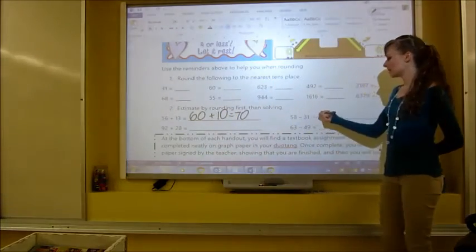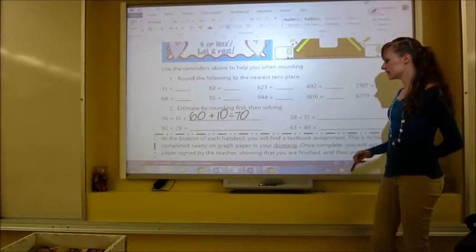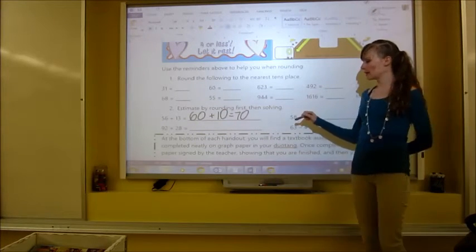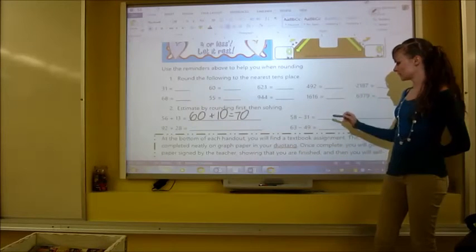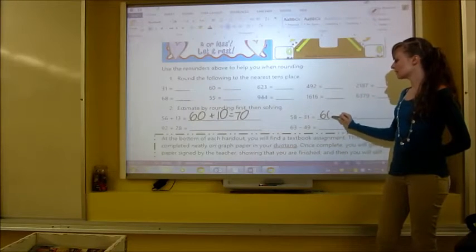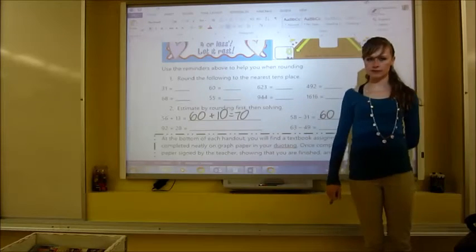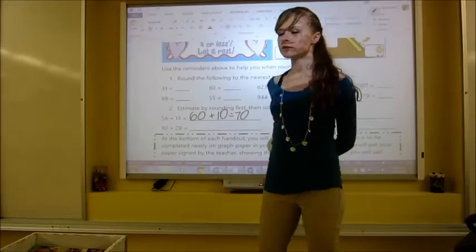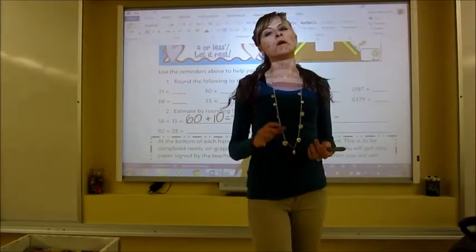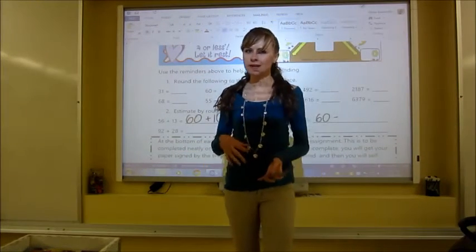So if we don't need an exact answer, this is much easier to do in our head. Okay, and then over here we've got subtracting. So we've got 58 minus 31. So we have to round both of those. 58 is closer to 60 than it is to 50, because 8 is 5 or more, so we raise the score of the 5 to a 6. And then we've got 31, and we think, is 31 closer to 30 or 40? Well, 1 is 4 or less, so we let it rest.